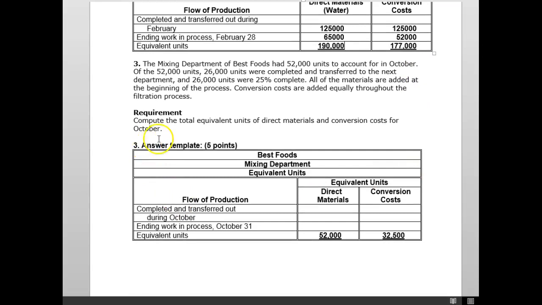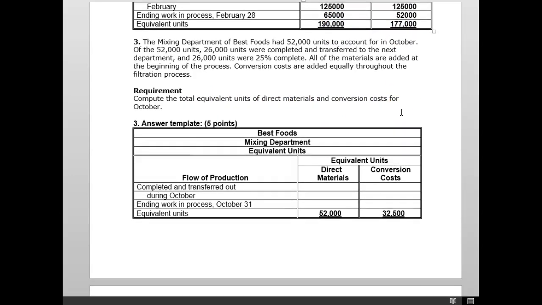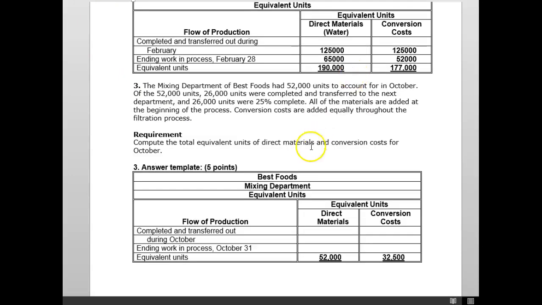Now they want us to compute the total equivalent units of direct material and conversion cost. And that's what we did here and here. I guess I got ahead of myself. So here's number 3. The question for number 3 is very similar to what we did up here. It had 52,000 units to account for in October. Of the 52,000 units, 26,000 were completed and transferred out. So that would go there, correct?